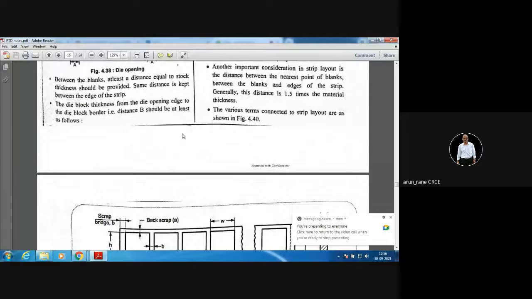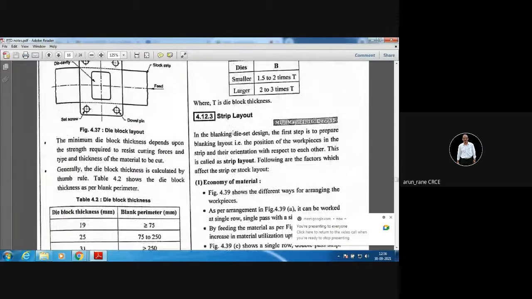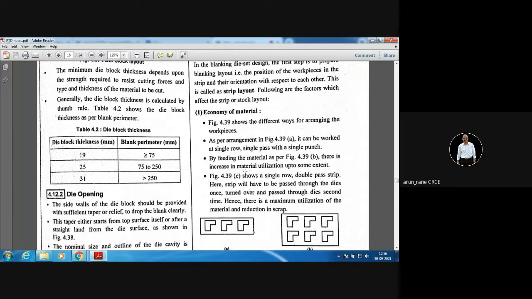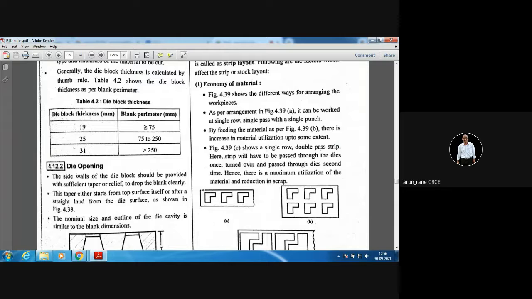So that was your die opening. Then next is your strip layout. Before you go for progressive die design, you need to design strip layout. Strip layout is nothing but this. So let us say this is an L-shaped component.